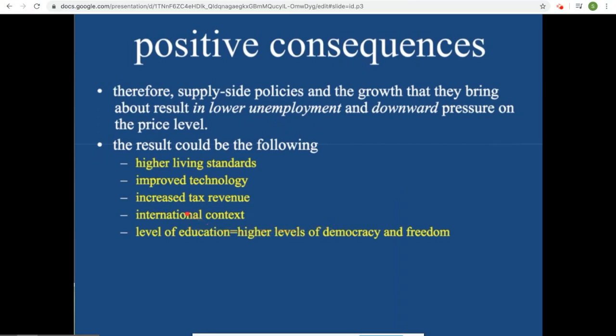The international context, I think I'll come back to that later because we will do international economics, and that's something that we can discuss later. In fact, economic growth ties in very nicely with international and development economics. And yes, a level of education would increase in the economy because of economic growth. And if there's more education, that does mean higher levels of democracy and freedom because people just get more thinking. They start to think about things, and they start to think about how they can make the economy better, for instance, right?